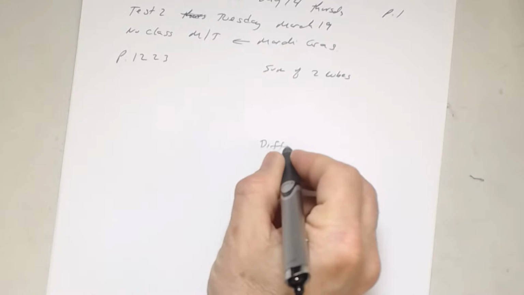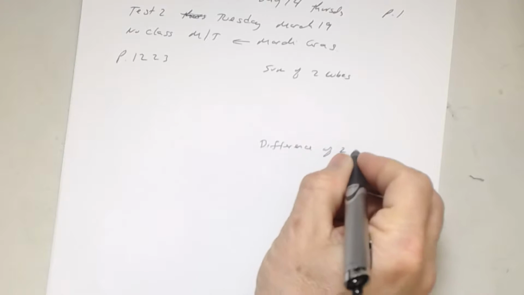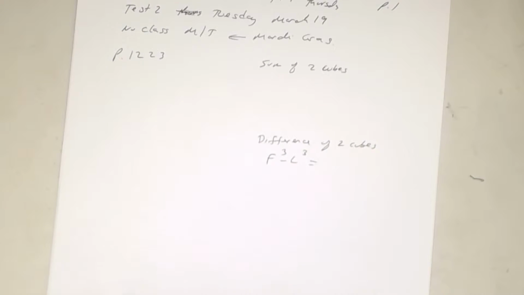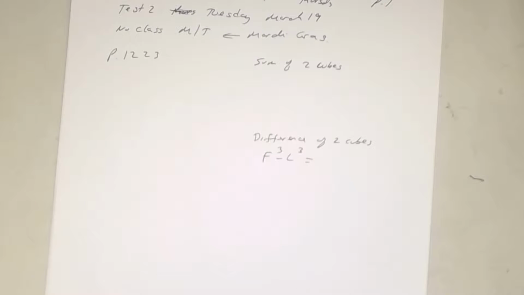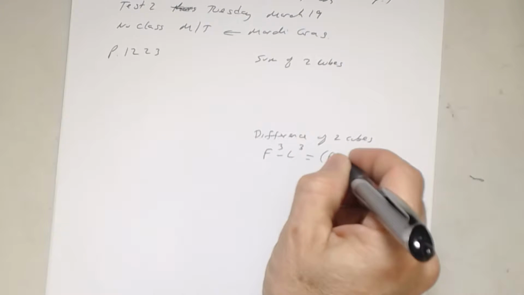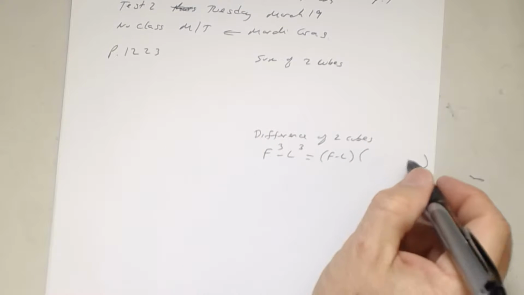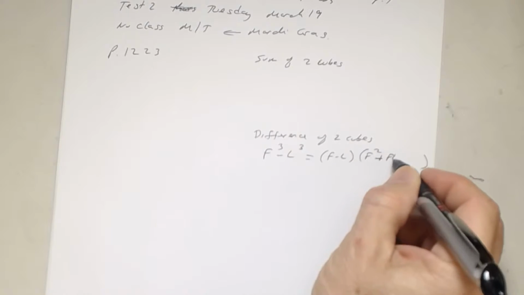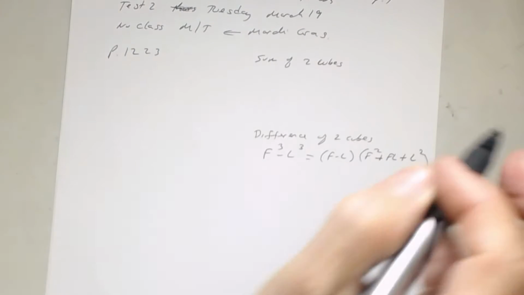So remember, the difference of two cubes looks like this. So that's where you had something like f cubed minus l cubed. And remember how we factor that? How'd you factor the difference of two cubes? Was that binomial times a trinomial? What does that binomial look like? F minus L. And what does a trinomial look like? F squared plus FL plus L squared.